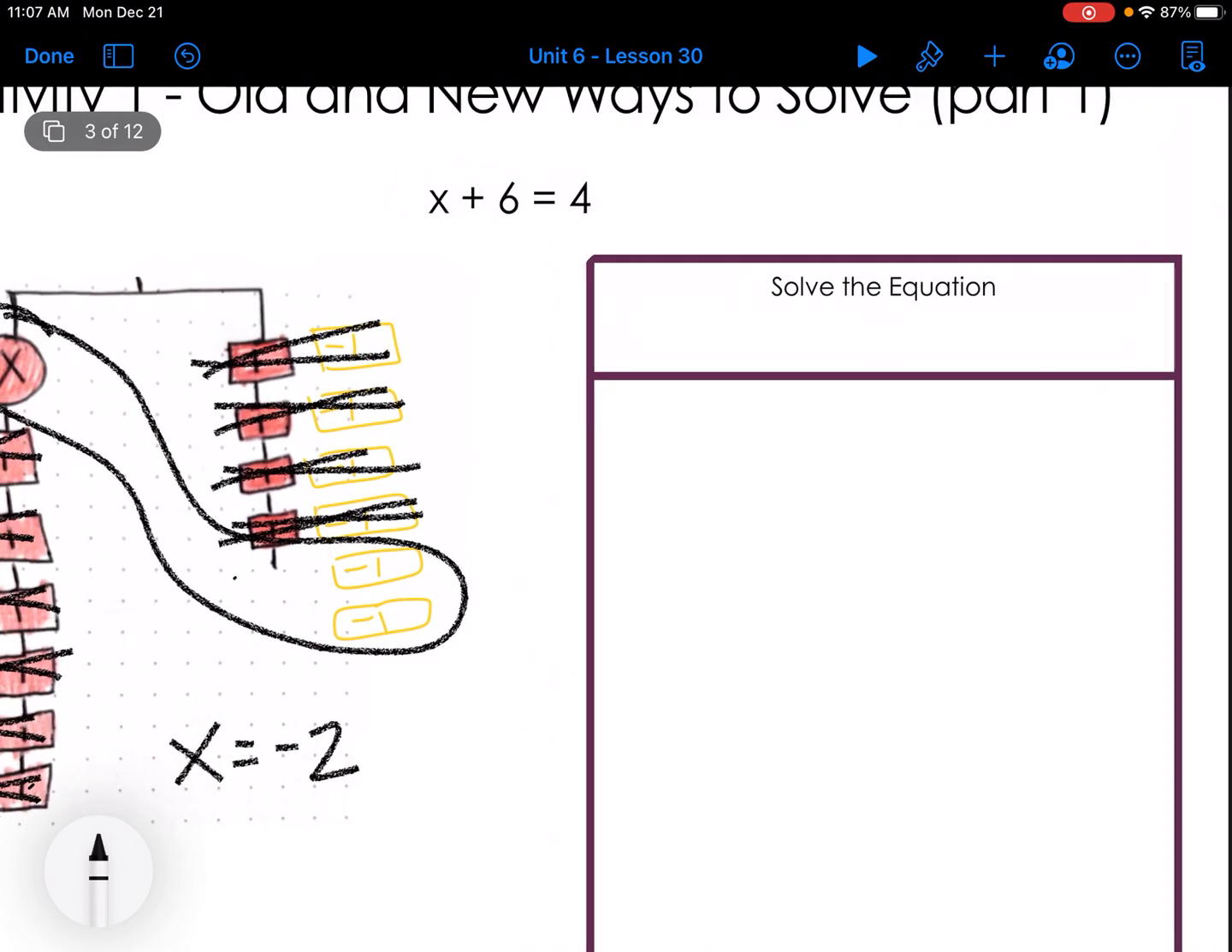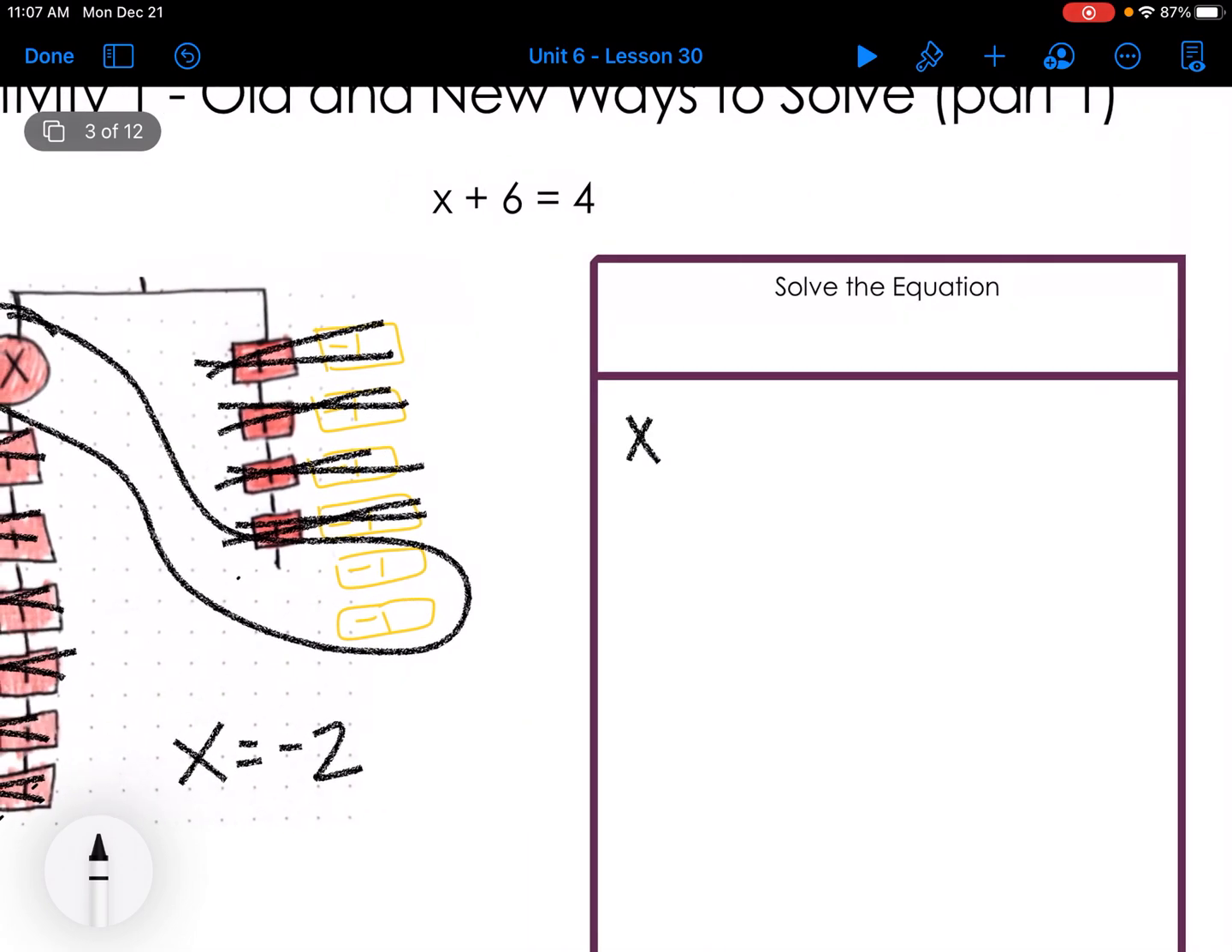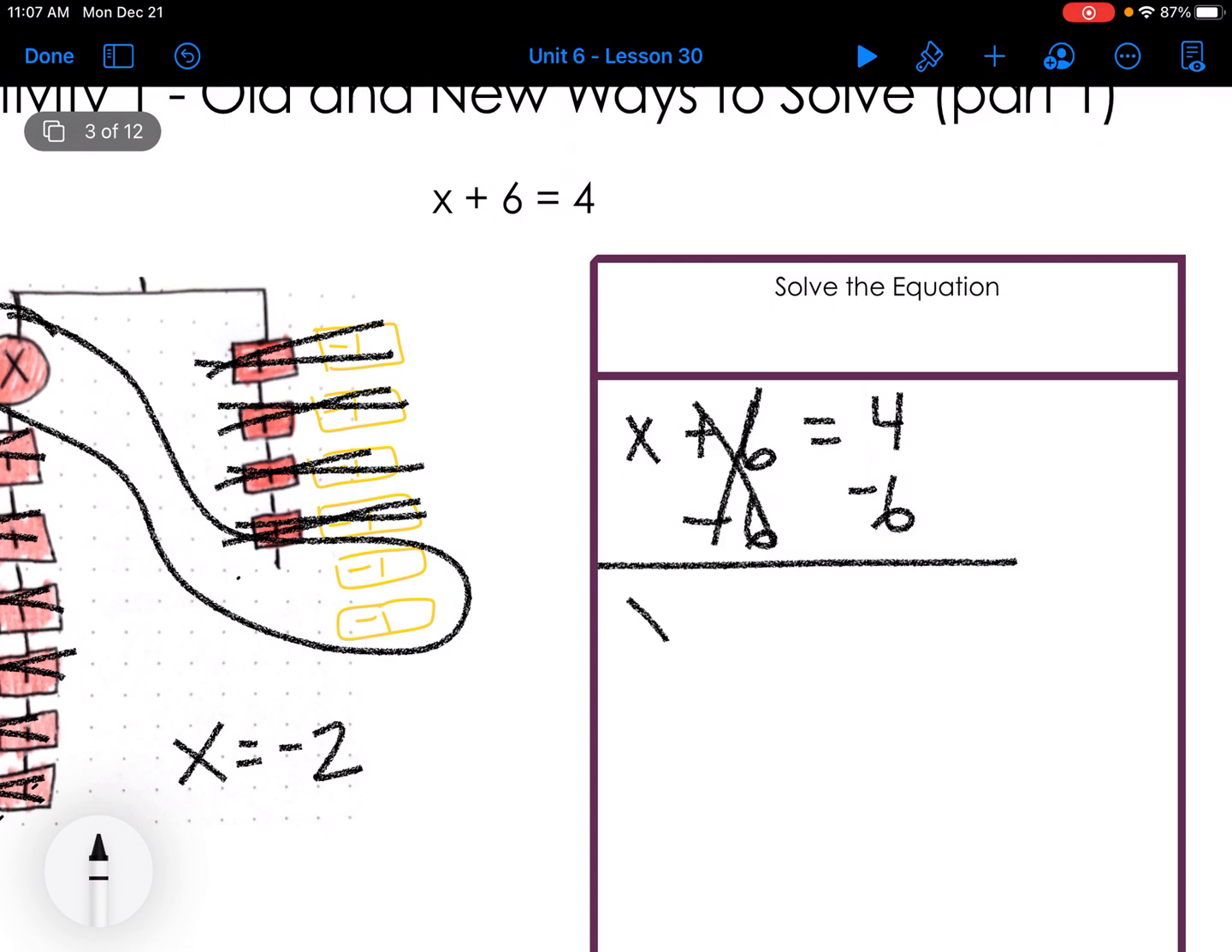So now I'm going to solve it traditionally. So x plus 6 equals 4. So I have to 0 out first. So 6 minus 6 equals 0. And then I have 4 minus 6, or 4 plus a -6. I remember from our integer rules that when the signs are different, you subtract. So 6 minus 4 is 2. And you take the sign of the number with the larger absolute value. So -2.